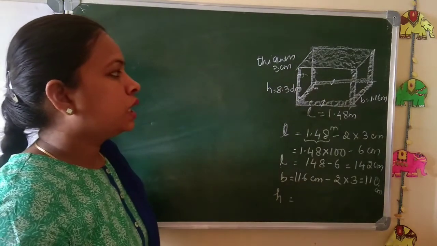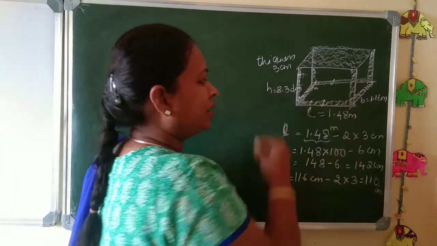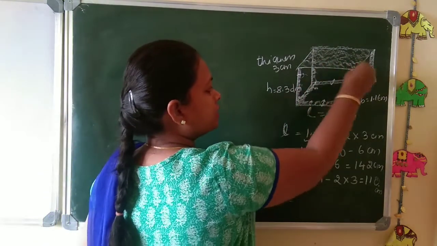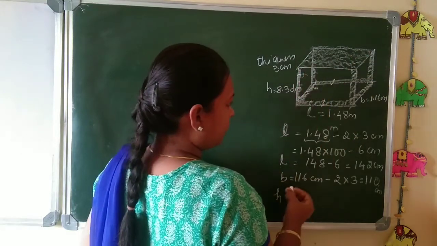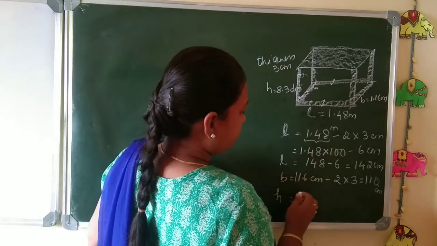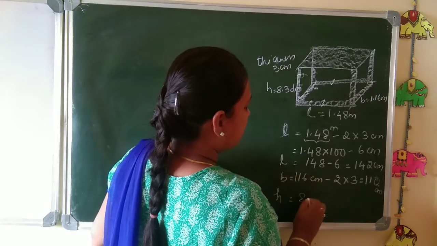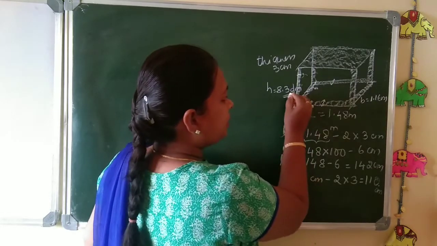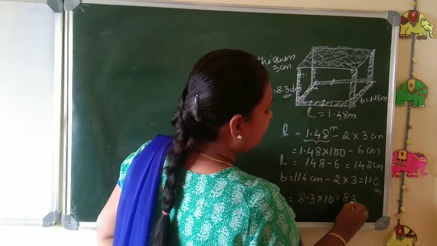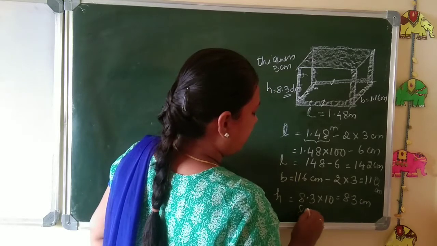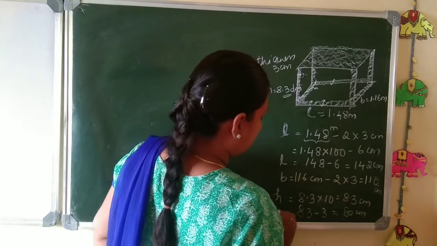Next is the height. When you see the height, you are going to subtract only that 3 centimeter thickness. Everywhere, it is only the height we are going to consider, only the perpendicular distance. So we are going to consider the height as 8.3, which is in decimeters. So 8.3 into 10 will give you 83 centimeters. So it will be 83 minus 3, which is equal to 80 centimeters is the height.